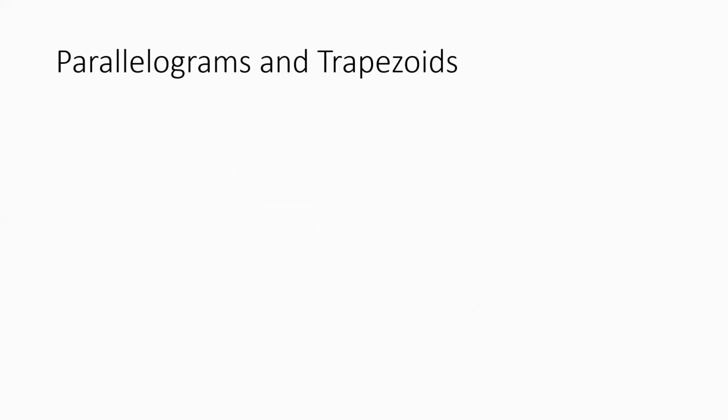So now we're going to get into the area and perimeter of some particular shapes. We're going to start with parallelograms. We defined these in the last lecture. It's a shape that has two equal sides opposite each other. We just don't have the guarantee that there are right angles.